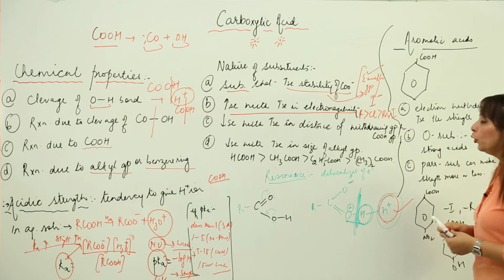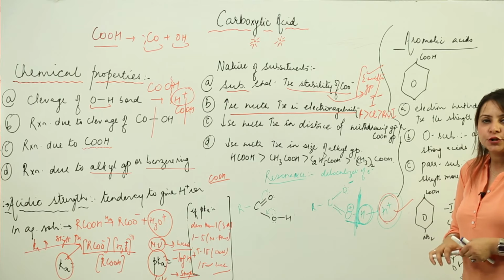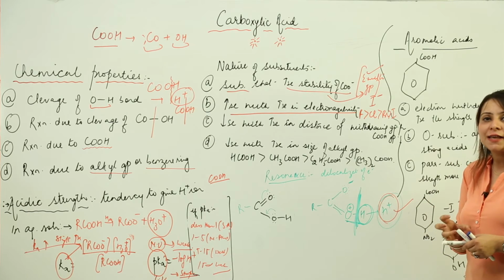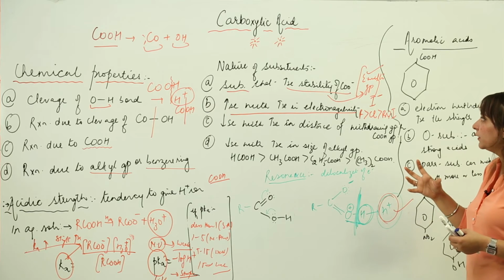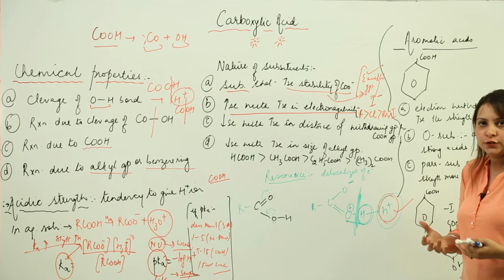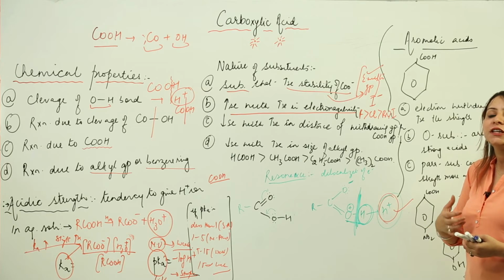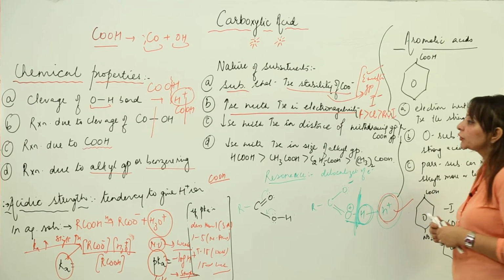So if fluorine is attached, obviously it is an electron withdrawing group, but as it is smaller in size and more electronegative, it tends to withdraw more electrons toward itself. So that will increase the acidic strength.